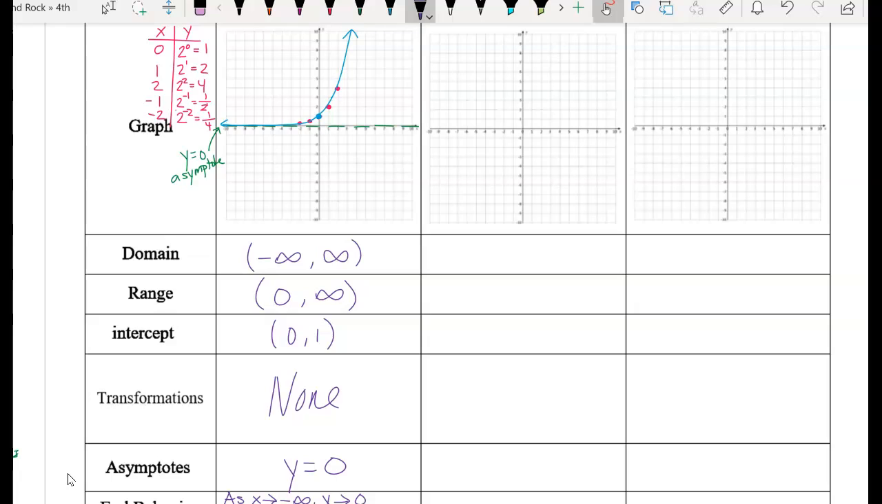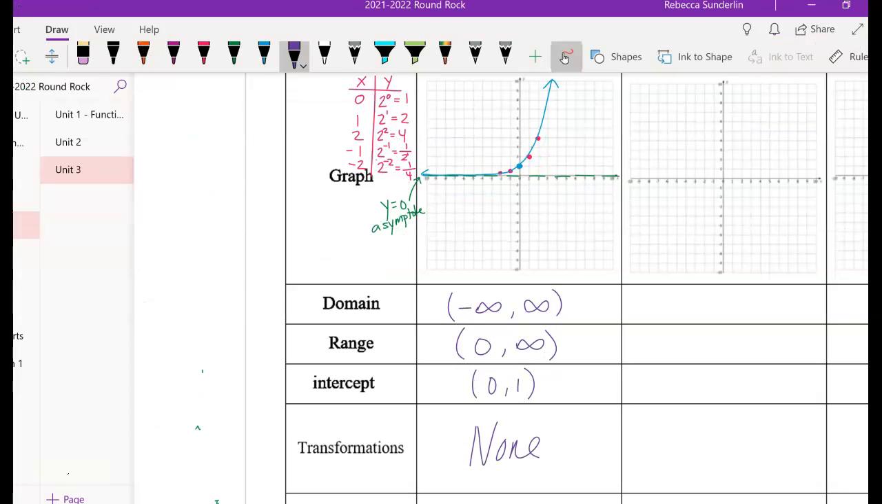Any questions on how we found those attributes? Okay. I want you now to work with your groups and do graphs 2 and 3. Go ahead and do graphs 2 and 3 and write down all of the attributes.